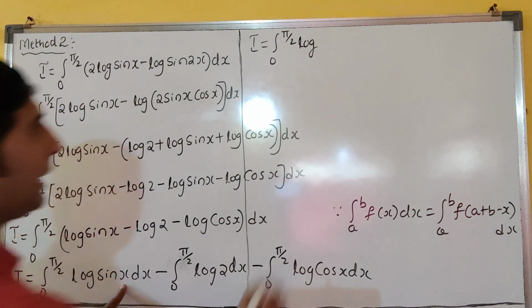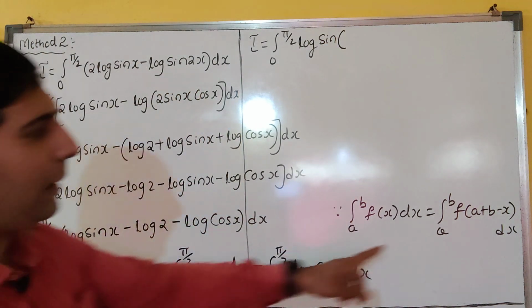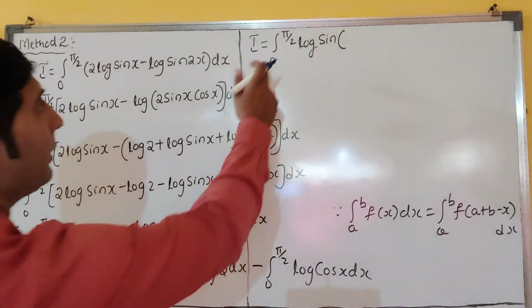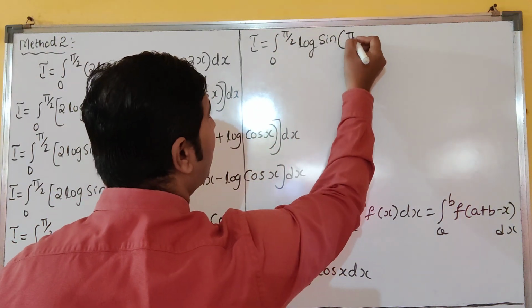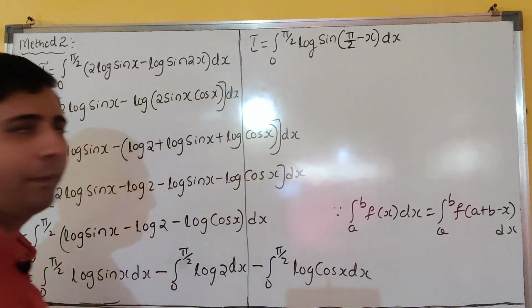Where x is there, here sin x, x you replace by what? a plus b minus x. A is what? 0. 0 plus pi by 2, pi by 2 minus x. Will you agree or not this one?